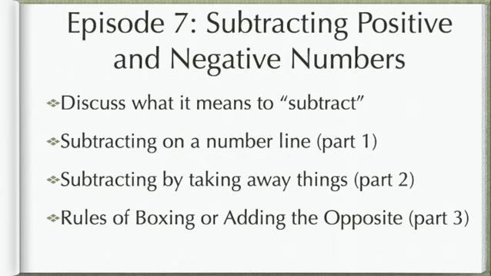Then we're going to look at subtraction as taking things away. Adding was putting things together. Subtraction is taking things away. And then the rules of boxing, or adding the opposite, is probably the practical way to add integers or add positive and negative numbers, because you're not going to draw a number line or put little trinkets out to take away every time you need to add and subtract. So it's another way to do it.